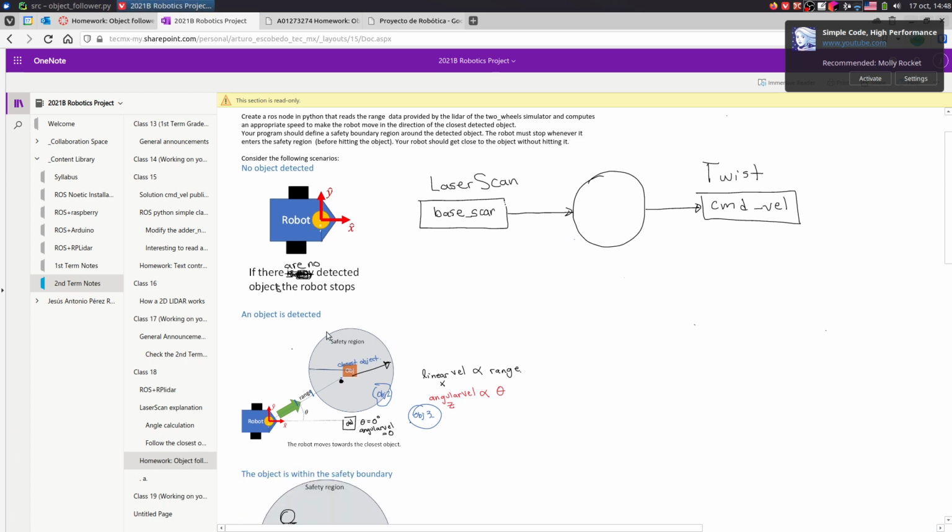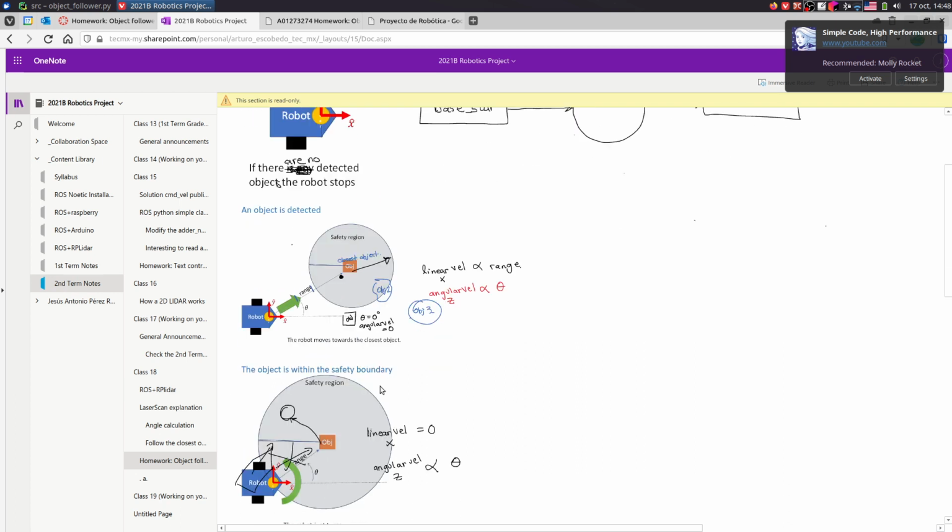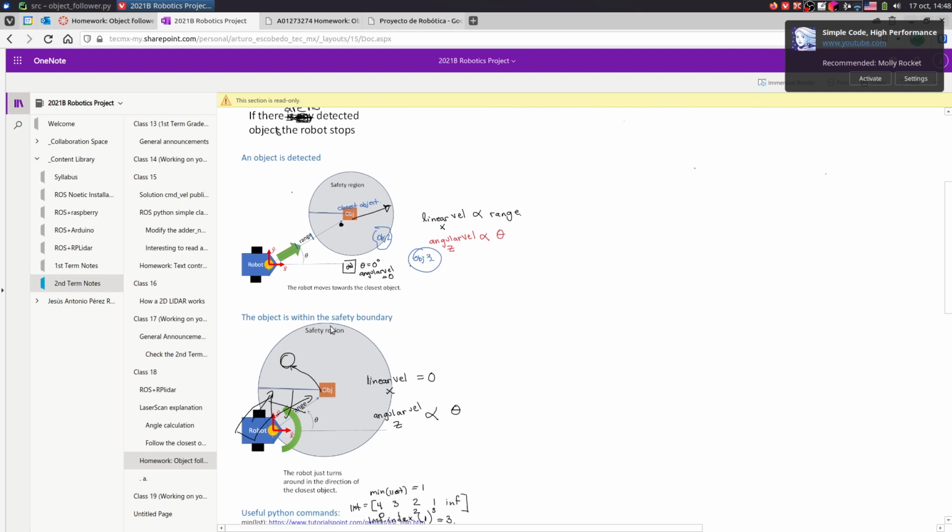Then we have another, when the object is detected and we are outside the safety region, we need to reach the object, but do not move inside the safety region. And then the third scenario, the final one, is when you are inside a safety region, you already have an object in your pointer, but another object enters and is closer to you. What you should do is just turn the direction of your robot to point to the new object that is closer than the previous one.